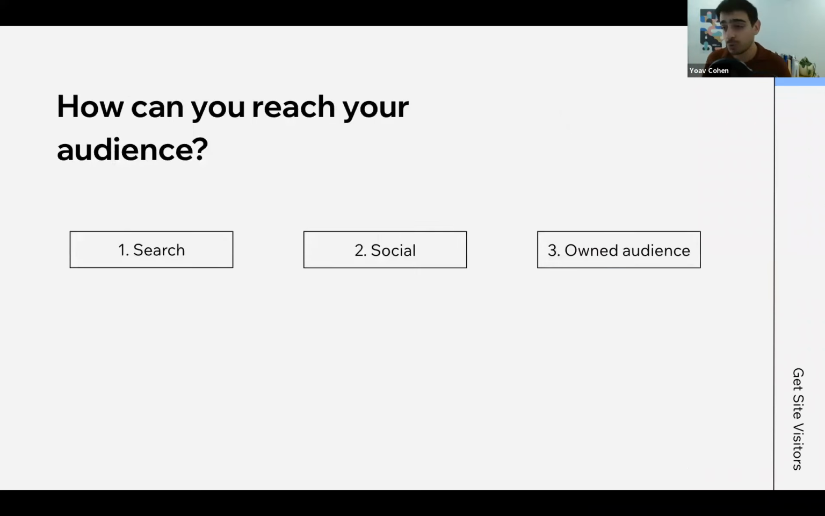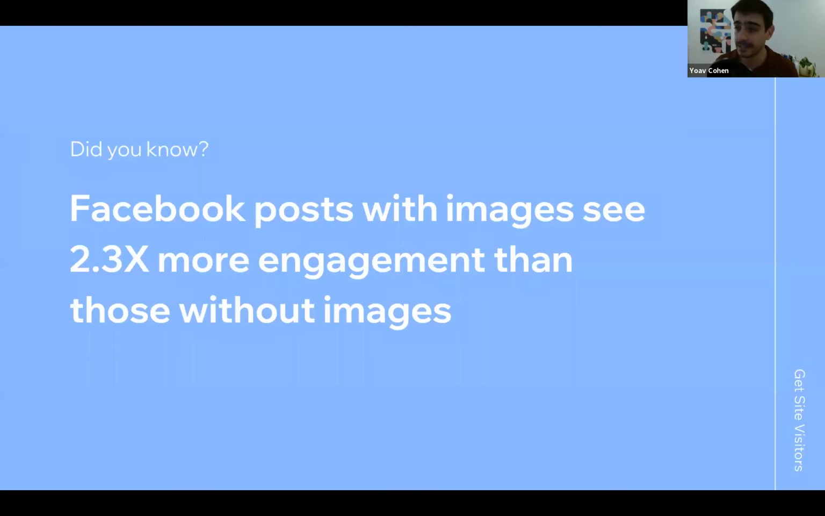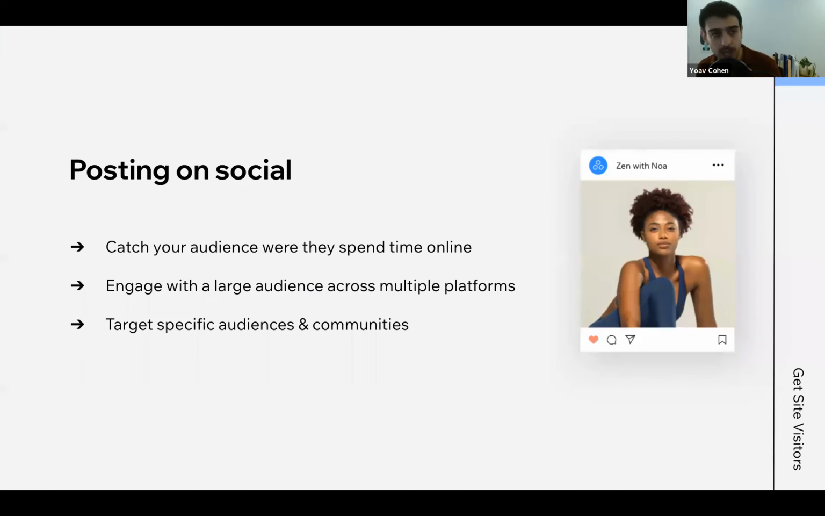Great. So moving on, we spoke about search engines. Let's talk about social media. And here's an interesting fact. Facebook posts with images see more engagement than those without images. We mentioned this at the beginning, so here it is again. And so with any kind of strategy that we'll be creating with social media, it always has to have within it something that's going to be visual.